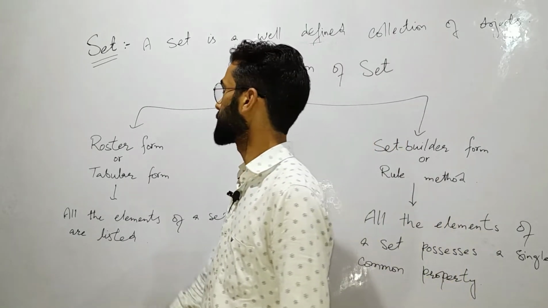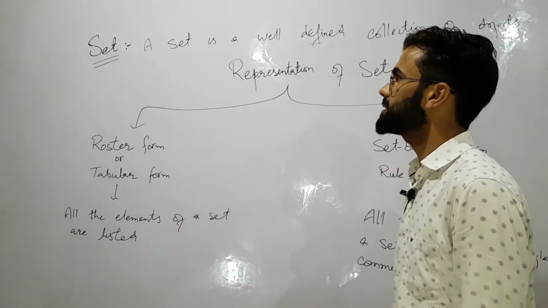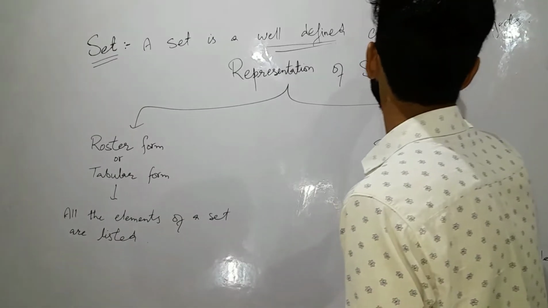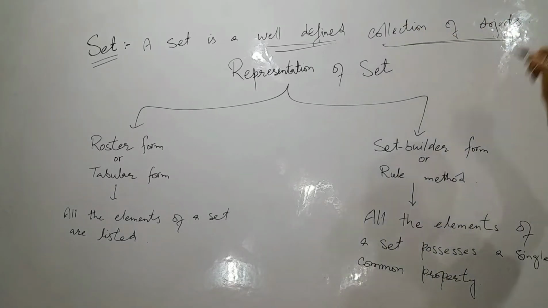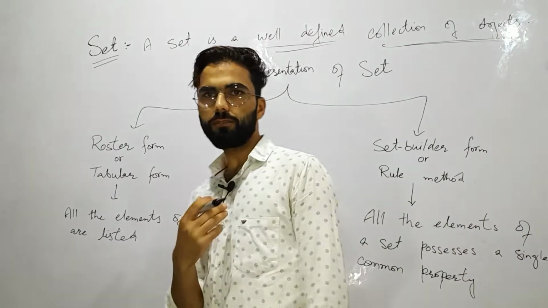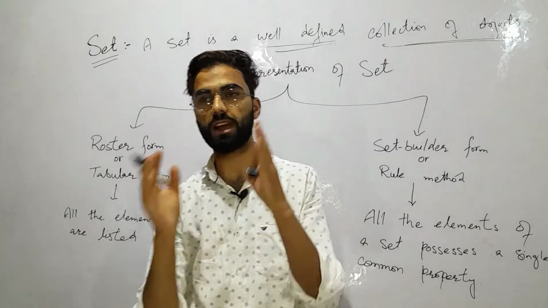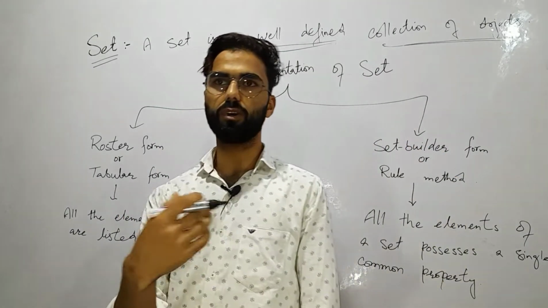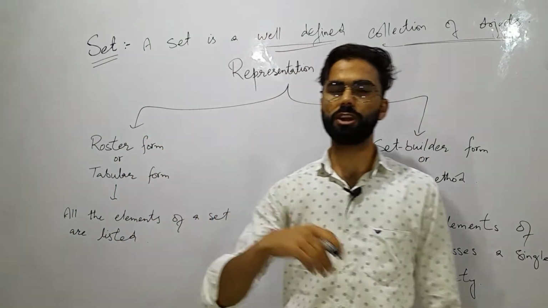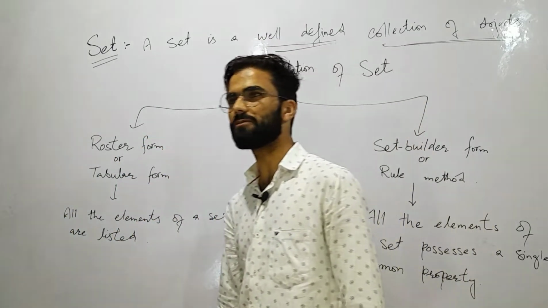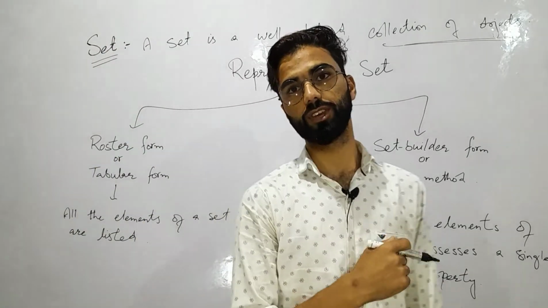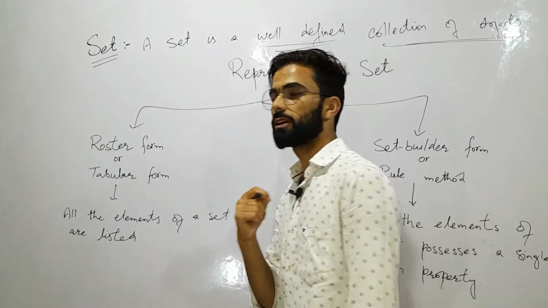So what are sets? Basically a set is a well-defined collection of objects. It's a collection of objects, but that collection should be well-defined. It should follow a proper definition. Any collection which follows a proper definition is a set, but that collection must follow a proper definition.